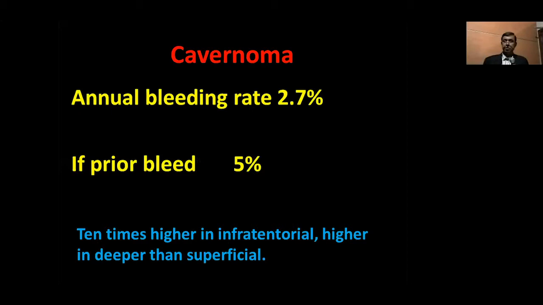The other risk is bleeding. How often can they bleed? The annual bleeding risk or rate is 2.7%. Of course, the rate varies. Some people looked at 0.4 to 5, but this is the accepted range for the annual bleeding, which means that after 2 years, it's double, after 3 years, it's double, and so on. But if you bleed and you bleed again, then the chances are 5%. And it is higher, the bleeding, in the infratentorial, which is the difficult ones, the brainstem ones. And it is higher in deeper cavernomas. So deeper cavernomas, brainstem cavernomas, they bleed more than the others.